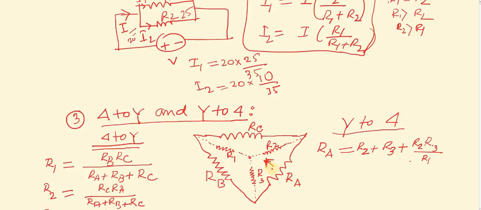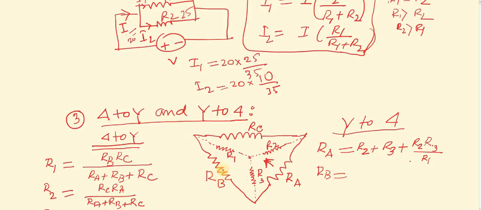Let's start again. We are going to find this value RA. So look in the forward direction. These R2 and R3 are the adjacent values here. So write the sum of these two, that means R2 plus R3. Then multiply these two and divide by R1. This is the transformation.